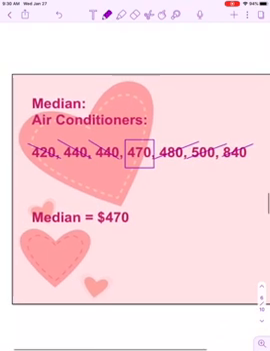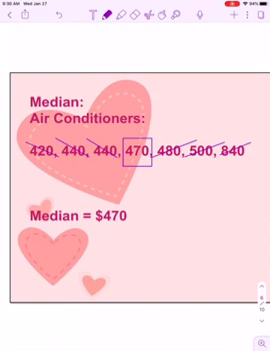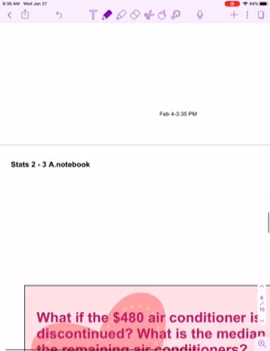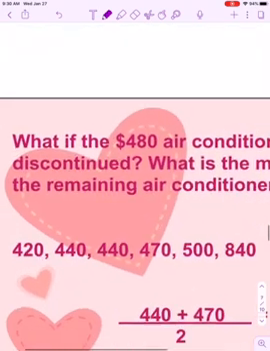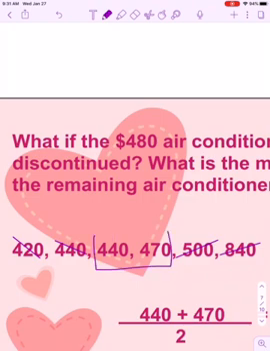Now, that one came out nicely because I had an odd number of prices, so I had just a single number in the middle. That's not always going to be the case. So if I took out one of the $480 air conditioners, and these are my numbers, I could go back and forth between these. But I stop because now I have 2 in the middle, and I'm not going to be able to end up with a single number in the middle.